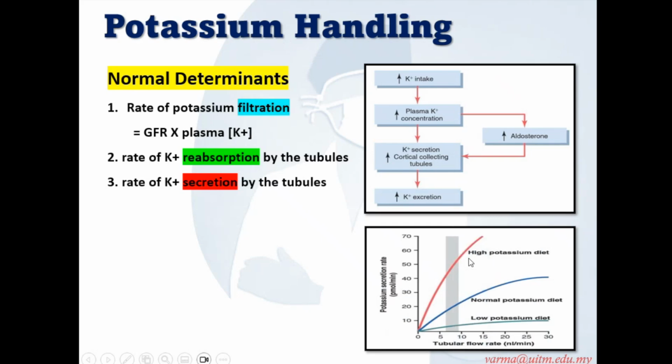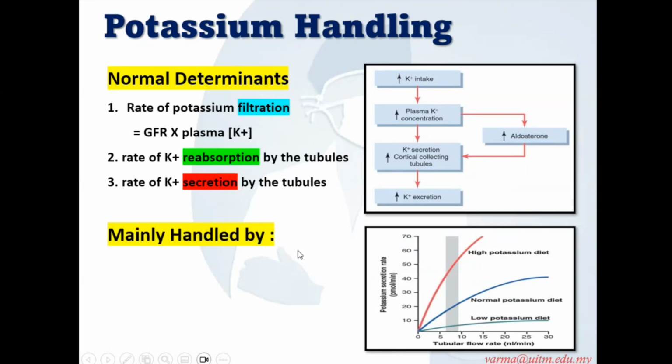So when there is a high potassium diet compared to a low potassium diet and a normal potassium diet, you can see the secretion is directly proportional. When there is a high potassium diet, your potassium secretion increases linearly. In a normal potassium diet, it goes along with your tubular flow rate.